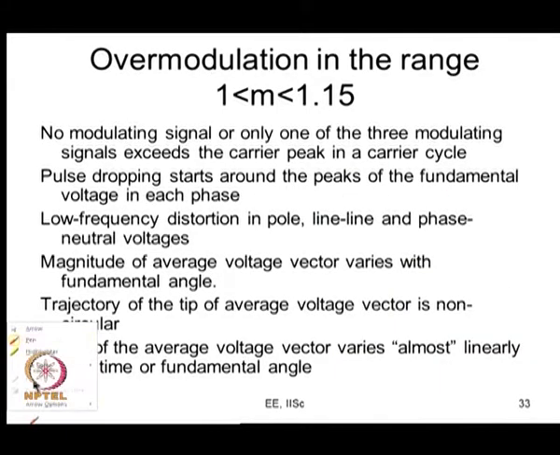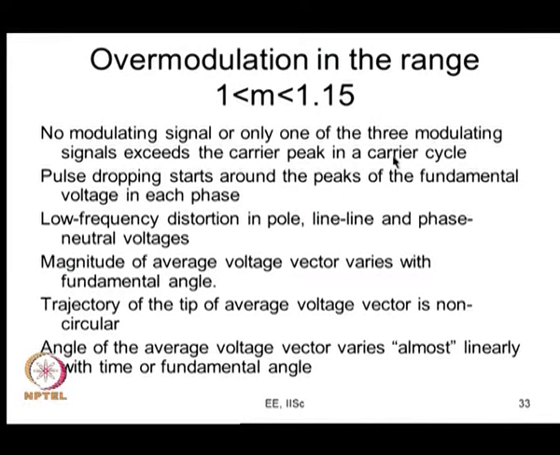So, let us summarize some of our findings for this region. Whatever we found is true for the region 1 less than m less than 1.15. So, 1.15 is actually 2 upon root 3, that is what I have written as 1.15. Now, if you are taking a modulation index like this, no modulating signal or only one of the 3 modulating signals would exceed the carrier peak in a given carrier cycle. So, that is at best 1.